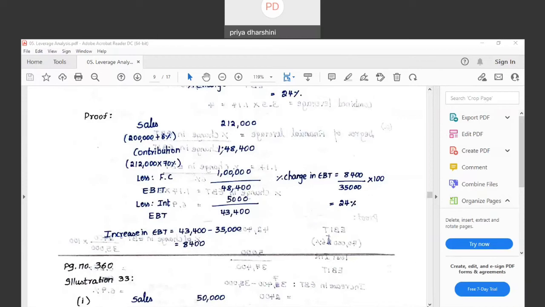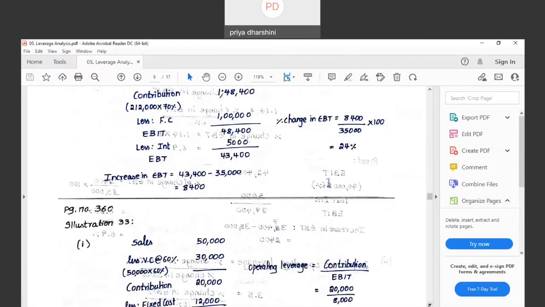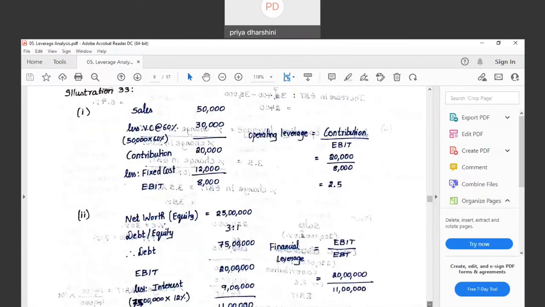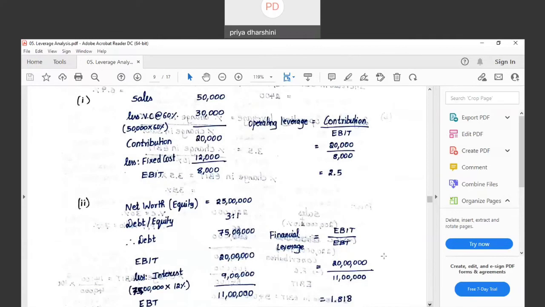Very good. Please take illustration 50. Illustration 50. This will be the last sum for today. Henceforth, your classes will be until 1 o'clock only. Right. Offline class.